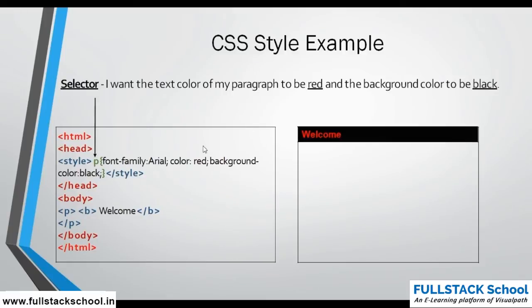If you see the output of this program on the right-hand side, the welcome text is in red, which we set in the style sheet. The color should be red, and the background behind the text, wherever the paragraph is, should be black. So the properties we wrote in the style sheet have been applied to the P tag. So this is a simple example where you can see that.